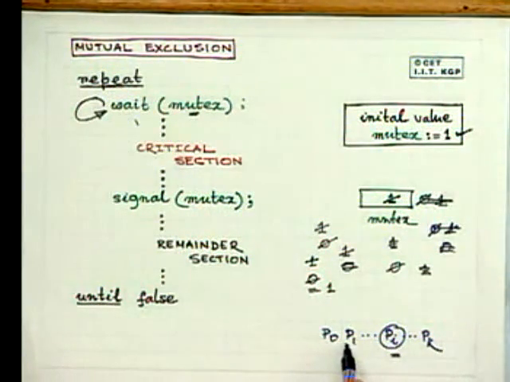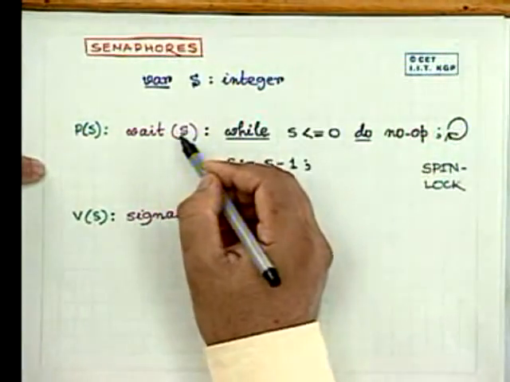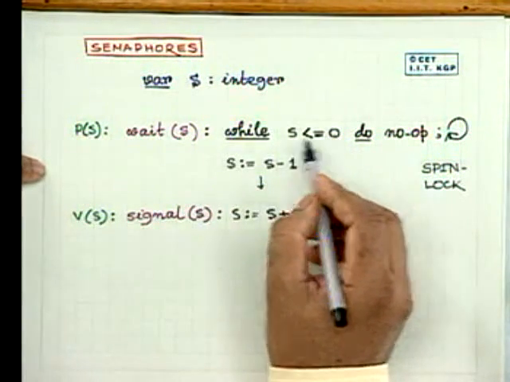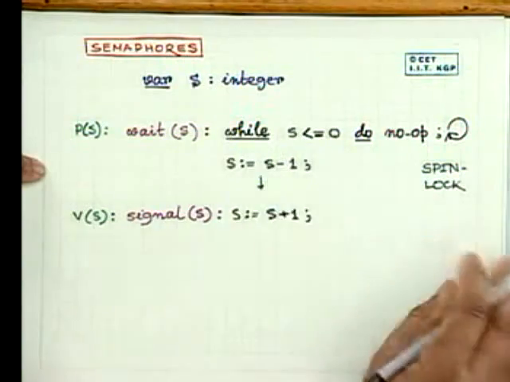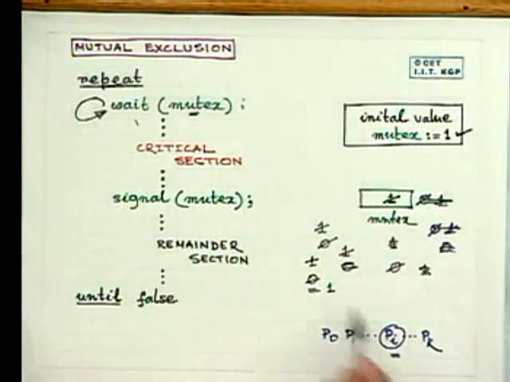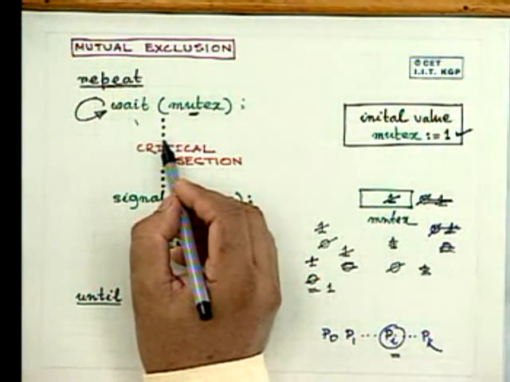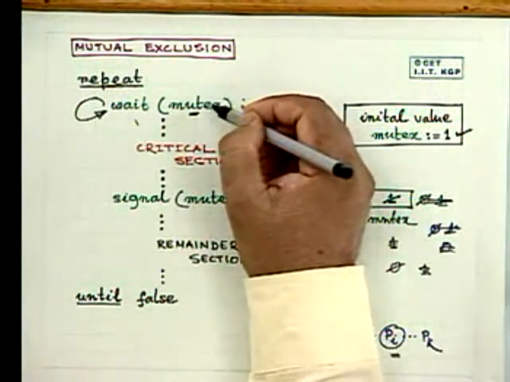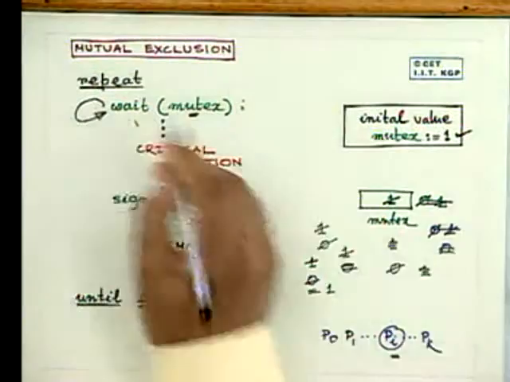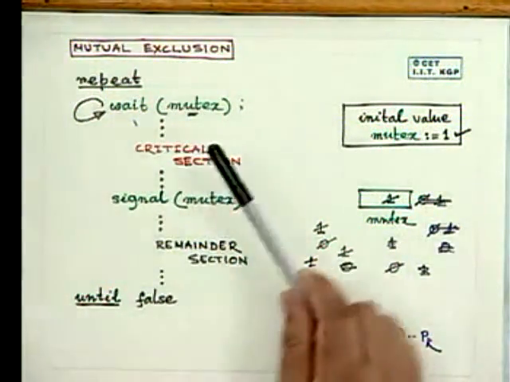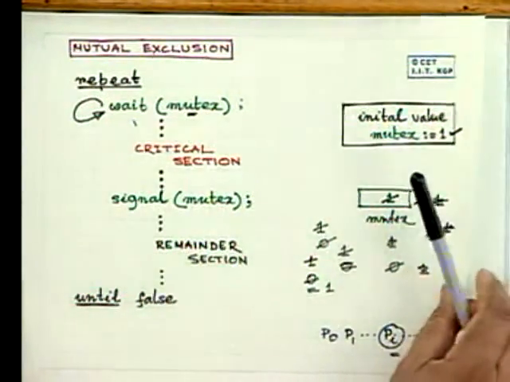Now, the other processes which were spin locking on S, one of them will find the value to be equal to 1, and therefore it will decrement the value to 0 and will enter. Therefore, one of the other waiting processes can enter the critical section, but all the remaining ones will still spin lock at the wait mutex. That way, mutual exclusion is achieved by means of the semaphore.